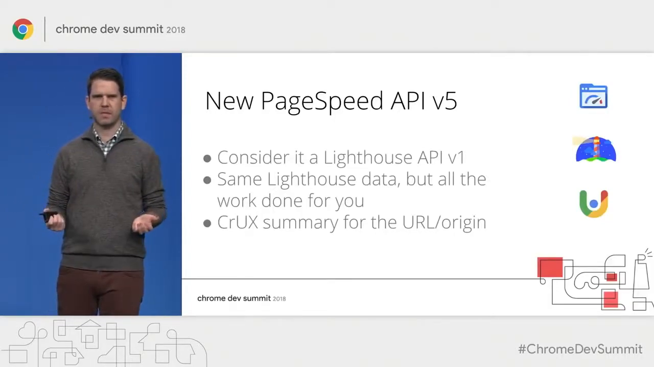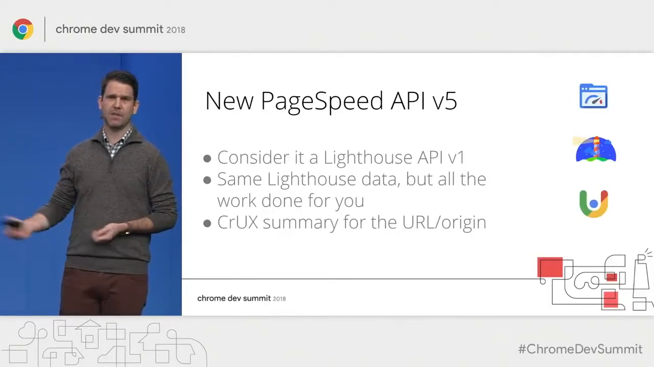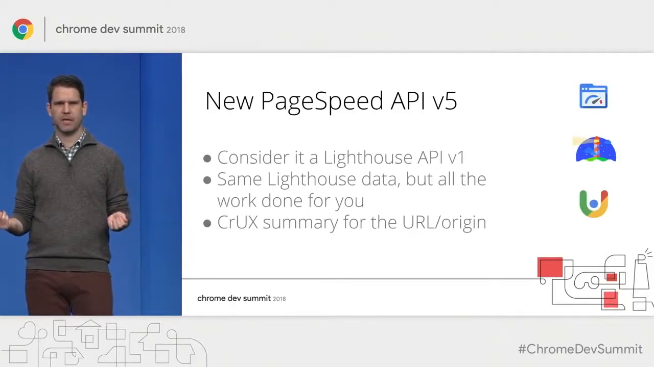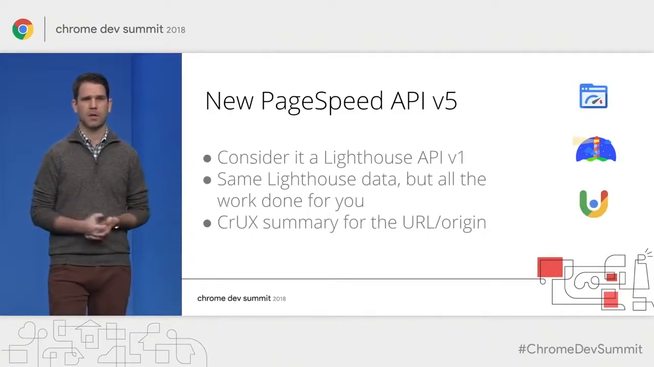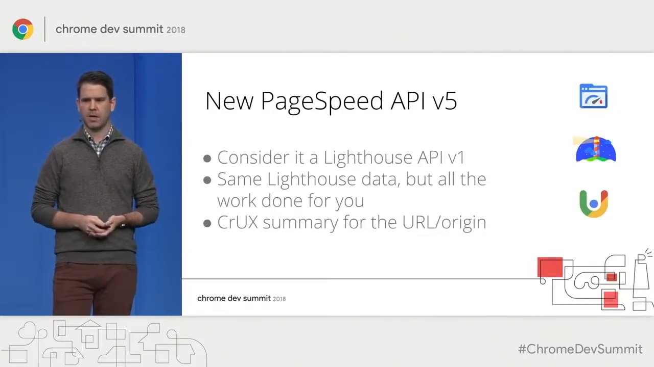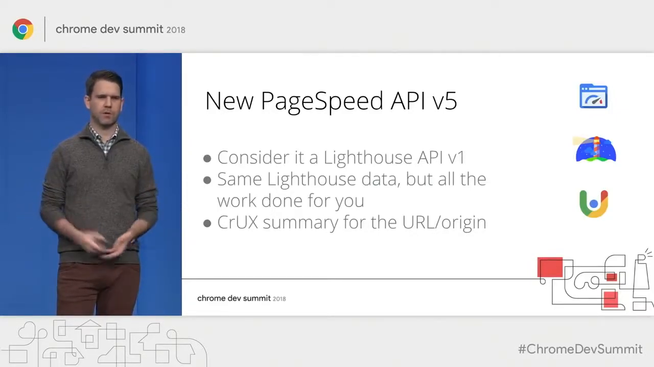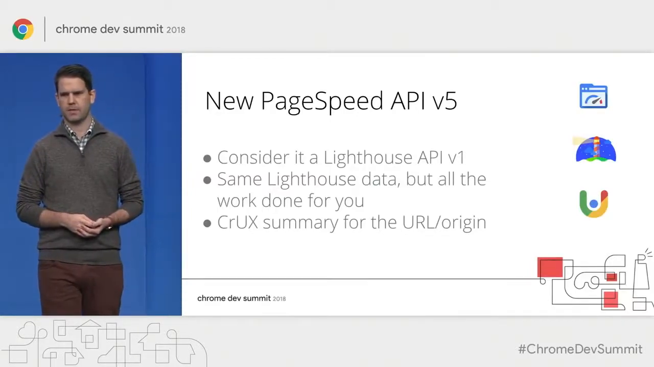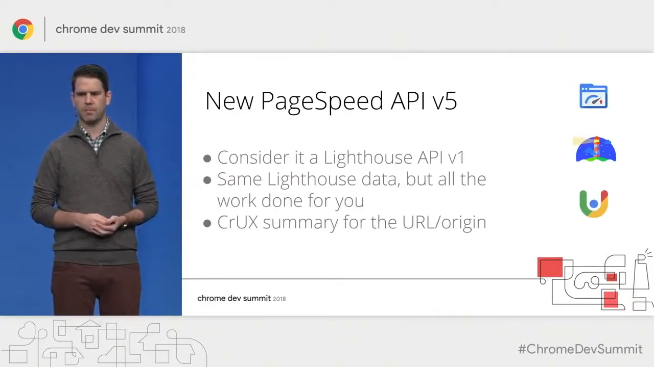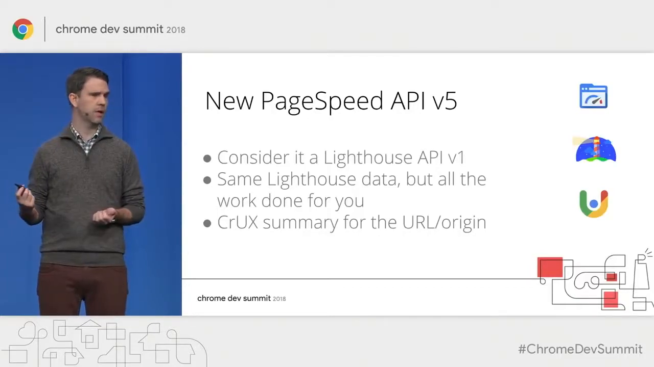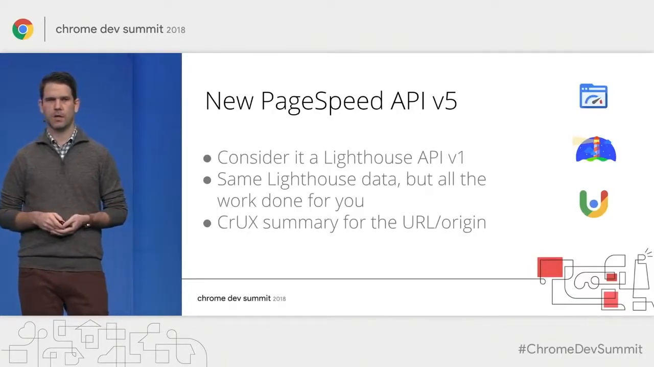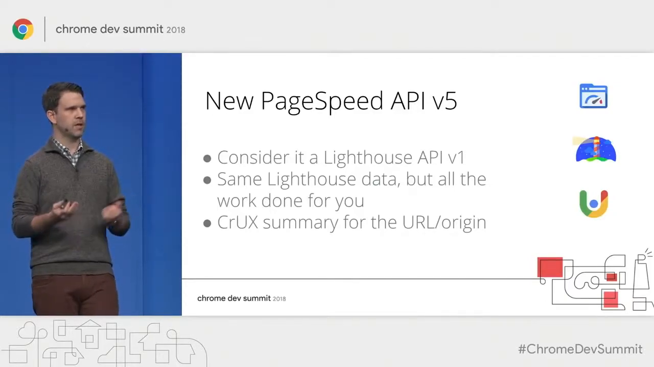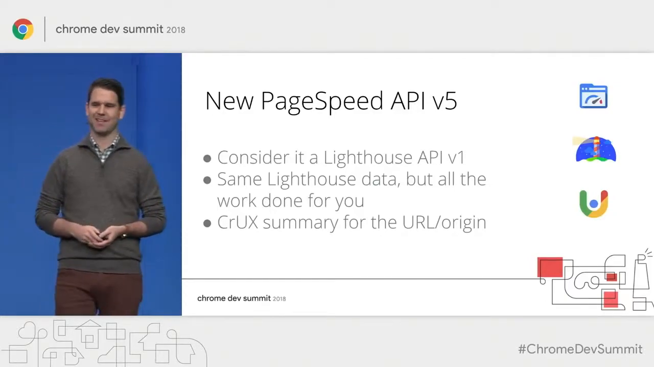The new PageSpeed API v5, consider it the Lighthouse API v1. All the same Lighthouse data, including all categories, not just performance, but all of them. And all the work is done for you, no waiting for your own Chrome to reload and do the analysis. We'll do the work for you. And the Chrome UX report data summary is added into the response.